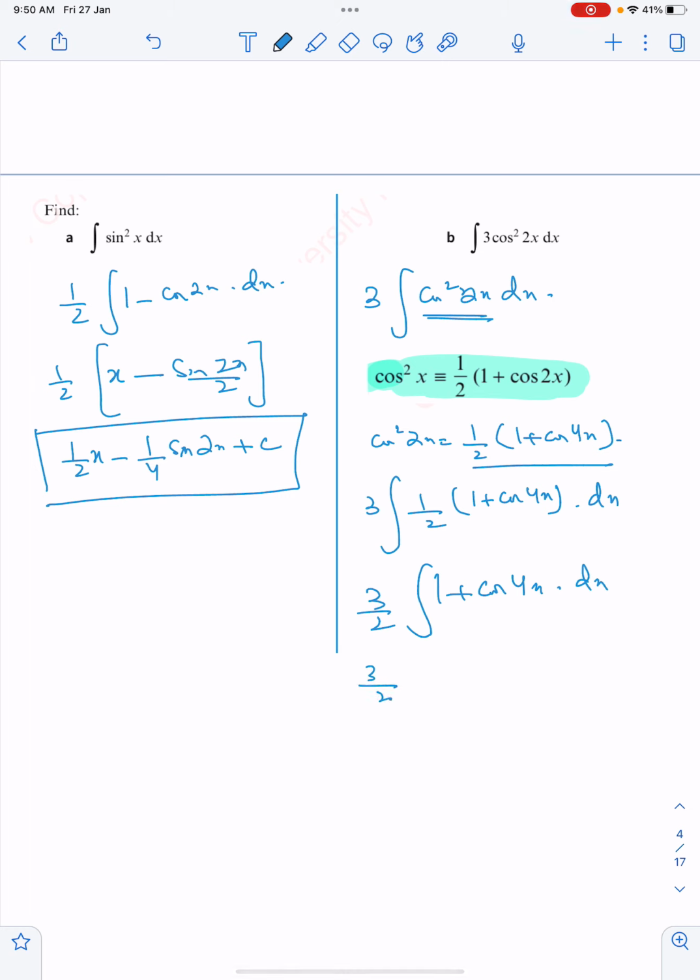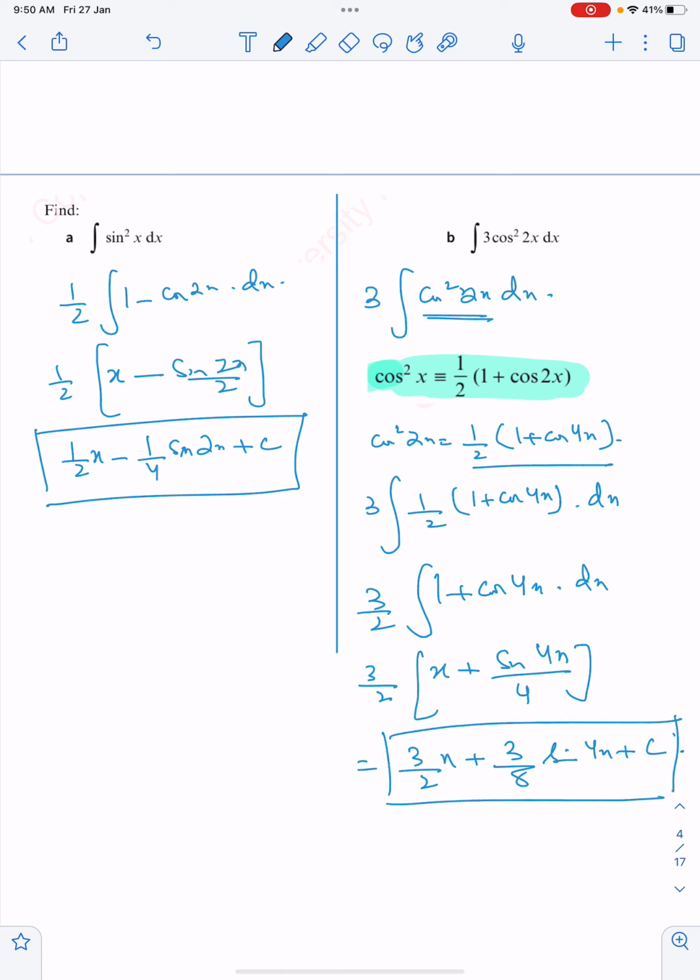If I have to integrate this, integration of 1 is x, integration of cos is sine, so sine of 4x divided by 4. Okay, so I'm just going to multiply 3 upon 2 by x, then 3 upon 8 sine of 4x plus c will be the final answer to this question.